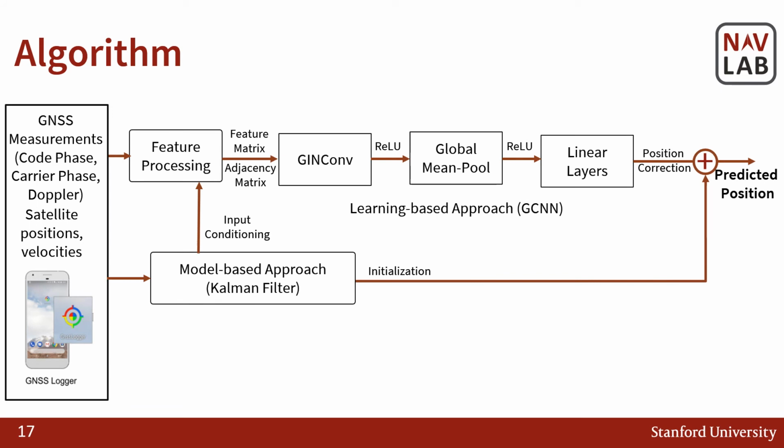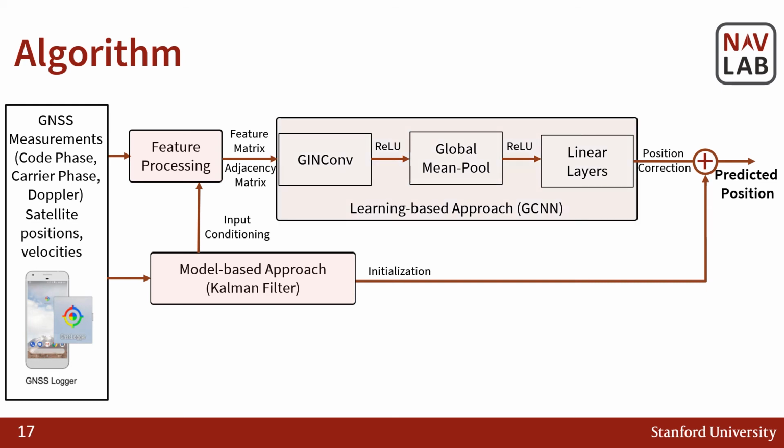Here is a summary of the overall algorithm. To summarize, we start from the model-based approach, which is a Kalman filter that provides both initialization to the GCNN as well as conditioned input features, which are then passed through the feature preprocessing module. And lastly, we have the learning-based approach using GCNN that takes in a feature matrix, an adjacency matrix, and then provides a position correction that we then add to the initial position learned from the Kalman filter to end up with the predicted position.